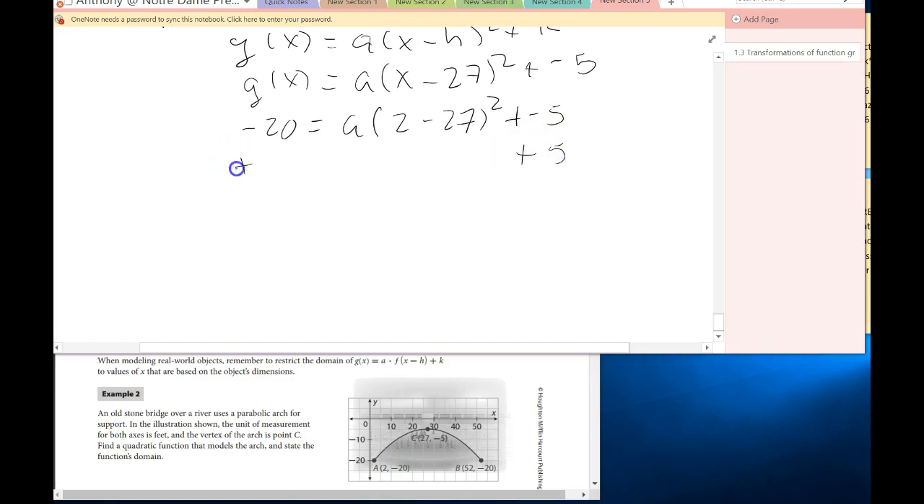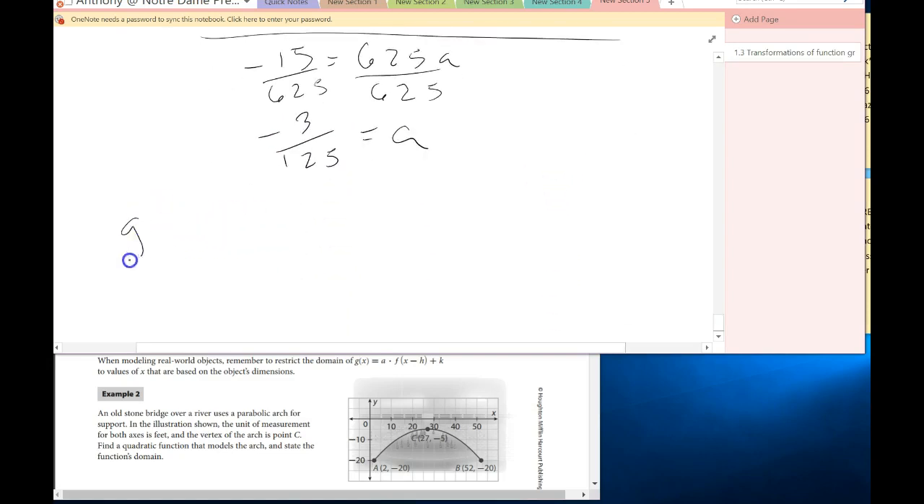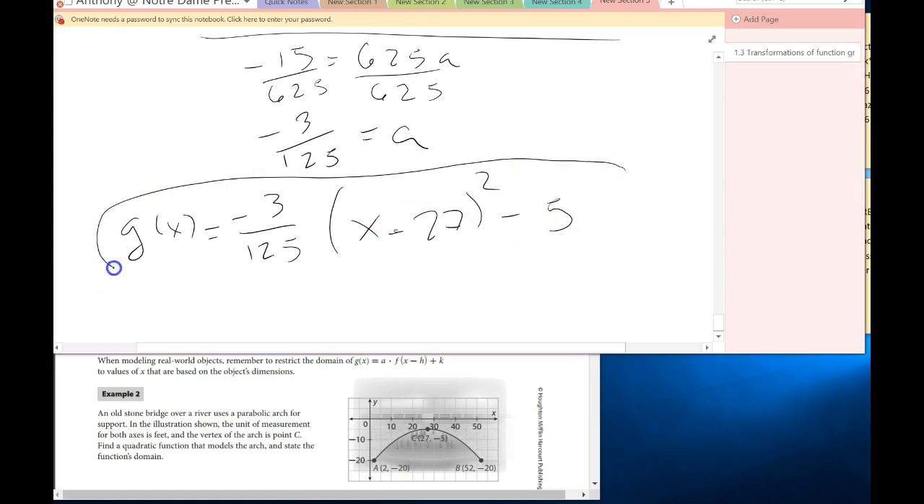I will just solve like I would in my regular algebra class. I'll add 5 to both sides. If I simplify this, 2 minus 27 is negative 25, and negative 25 squared is 625. And then I can just divide both sides by 625. And when I reduce that fraction, I get that a is negative 3 over 125. So I can say my final answer then is g of x equals a times x minus h squared plus k. So there's my model.